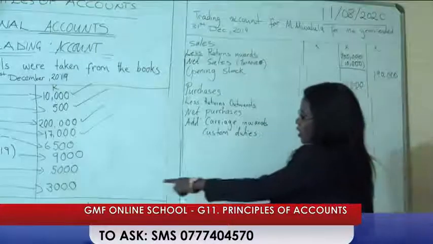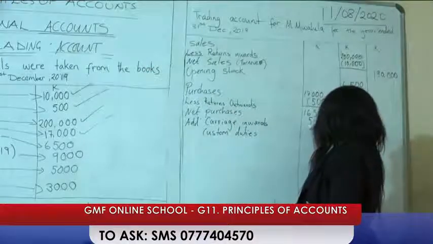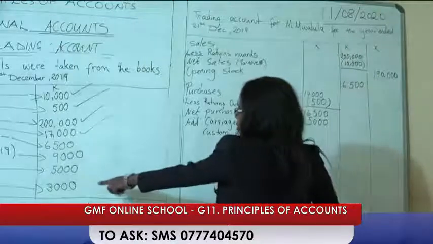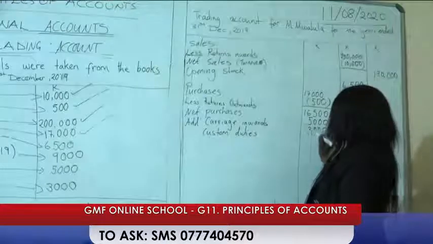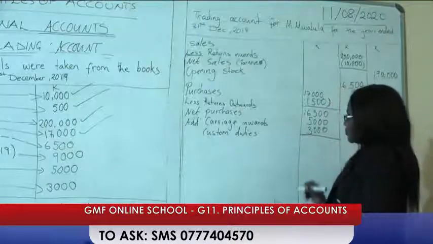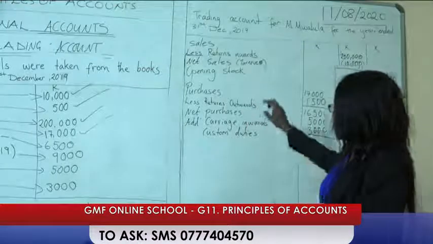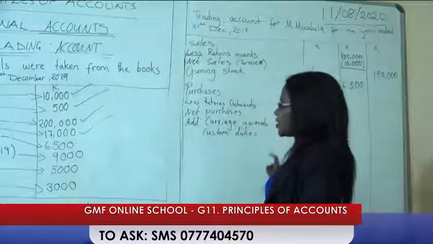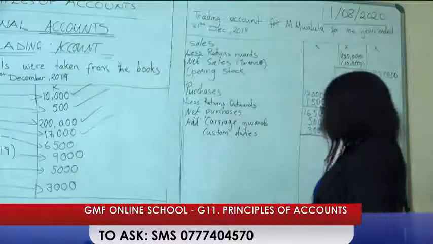So how much is our carriage inwards there? Our carriage inwards is 5,000. We are adding here 5,000. Then our custom duty, 3,000. So when you add the carriage inwards and the custom duty plus the net purchases, what you get is what is referred to as the total purchases.